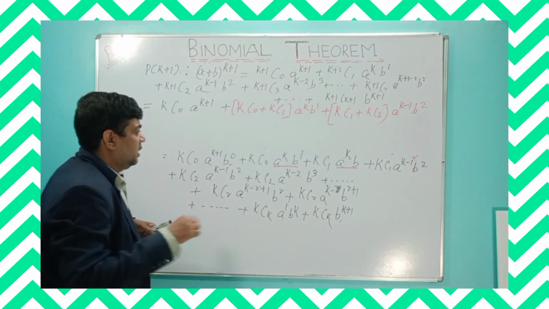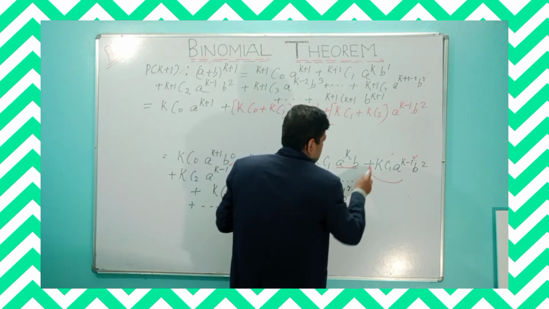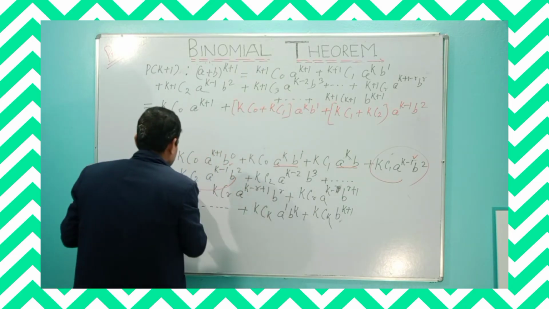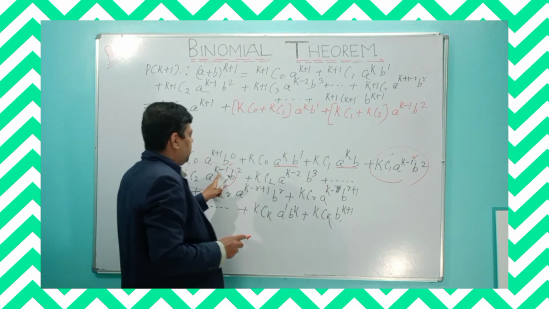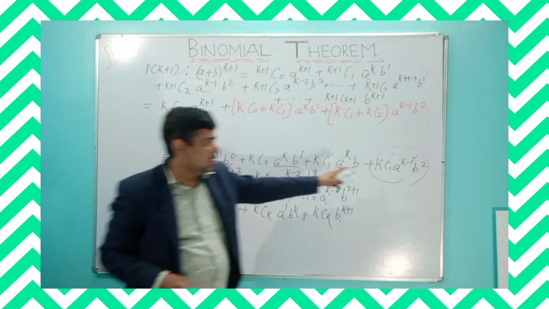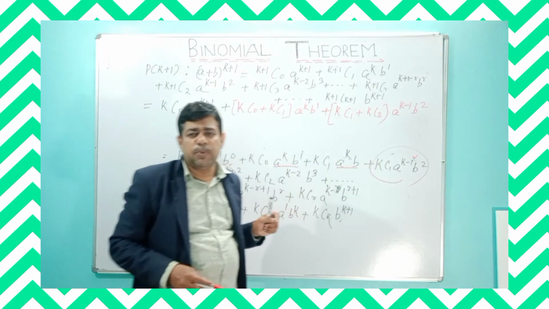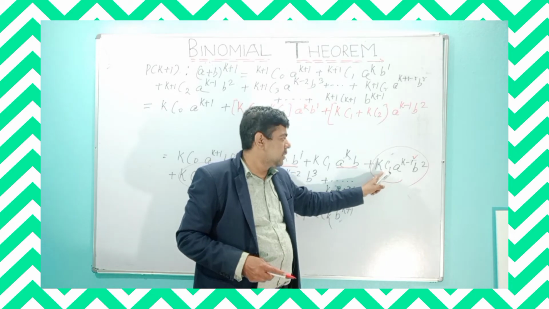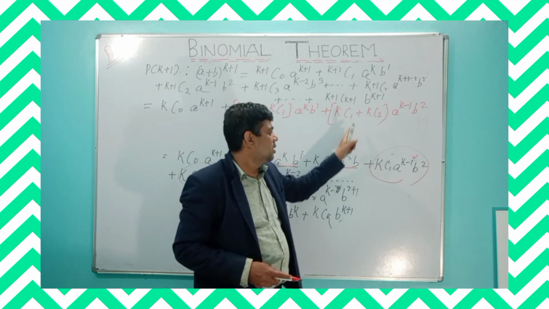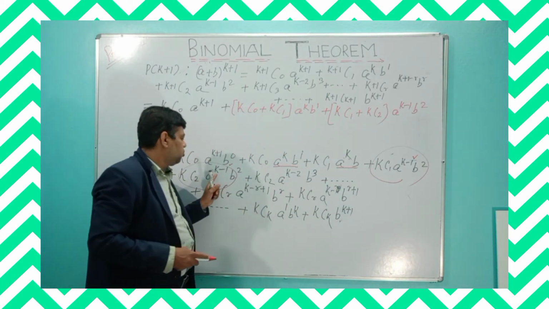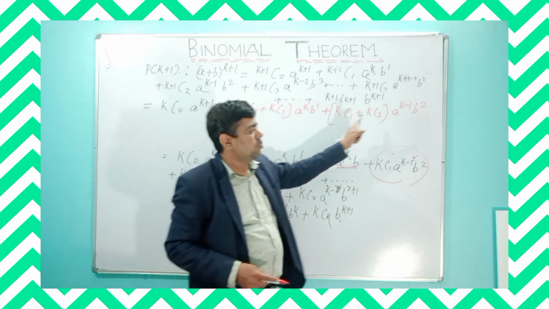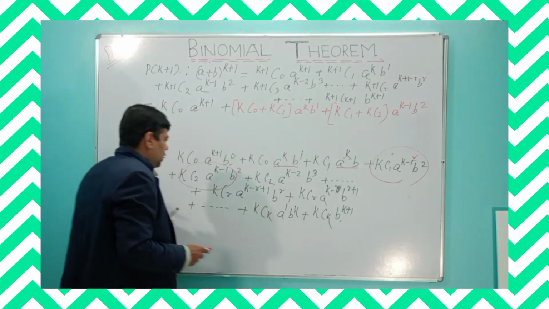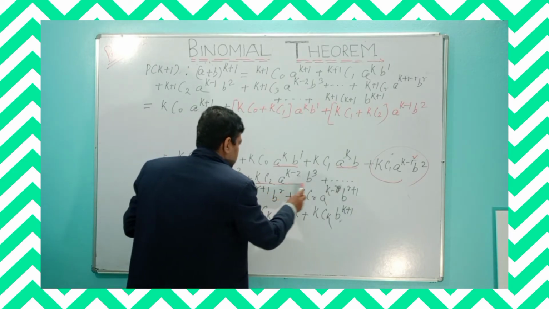Okay. And in this term I brought the common factor. Here you see a to the power k minus 1, b square. Here a to the power k minus 1, b square is a common factor. So I can bring it out as a common factor, and after bringing that, it will be (kC1 plus kC2) a to the power k minus 1, b square. Okay, and for the next two terms, a similar process we can write.